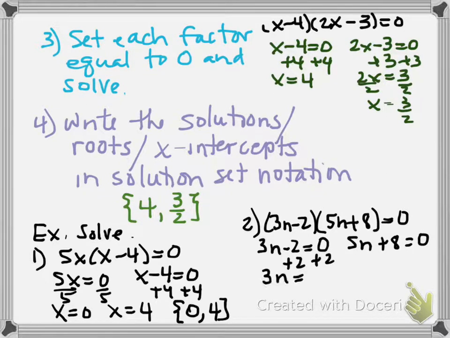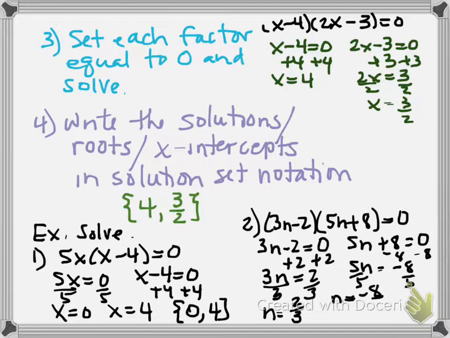So I add 2 to both sides, and I get 3n equals 2, divide by 3, and I get n equals 2/3. So yes, fractional answers are possible. Subtract 8 from both sides, and I get 5n equals negative 8, divide by 5, and I get n equals negative 8/5. So then I write them together in solution set notation, negative 8/5 and 2/3.